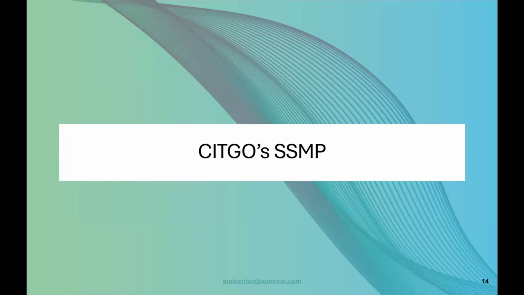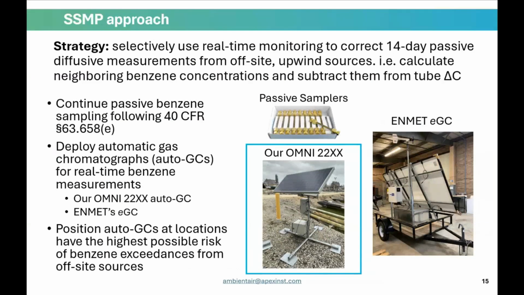All right, getting into what this SSMP details. So basically, CITGO needed a strategy to acquire real-time benzene monitoring data in addition to weather or wind data, and use it to correct for these 14-day passive sampler measurements that were including the off-site upwind sources, or the benzene from their neighbors. They needed to be able to calculate benzene from the neighboring facilities and essentially subtract it from their passive sampler tube data to show that they were in compliance.